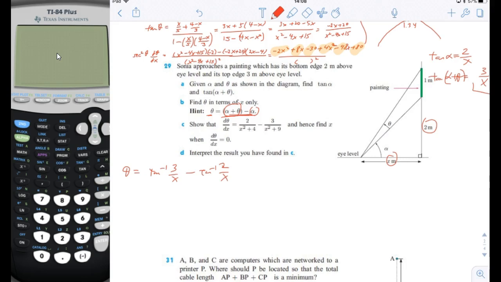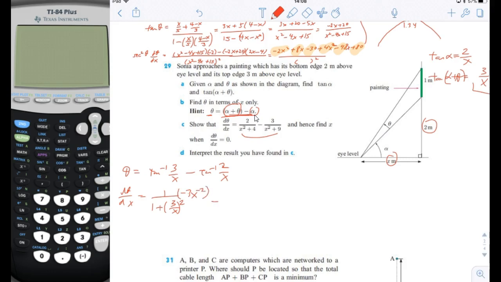Part C, it says show that the derivative of theta with respect to x equals this thing here, and hence find x when d theta dx equals 0. So let's do that. So we'll take the derivative of this expression here with respect to x. The derivative of inverse tangent is 1 over 1 plus x squared, and in this case we have 3 over x as our angle, so it would be 1 plus 3 over x squared, and then we would do chain rule on 3 over x, so we would get negative 3x to the negative 2.